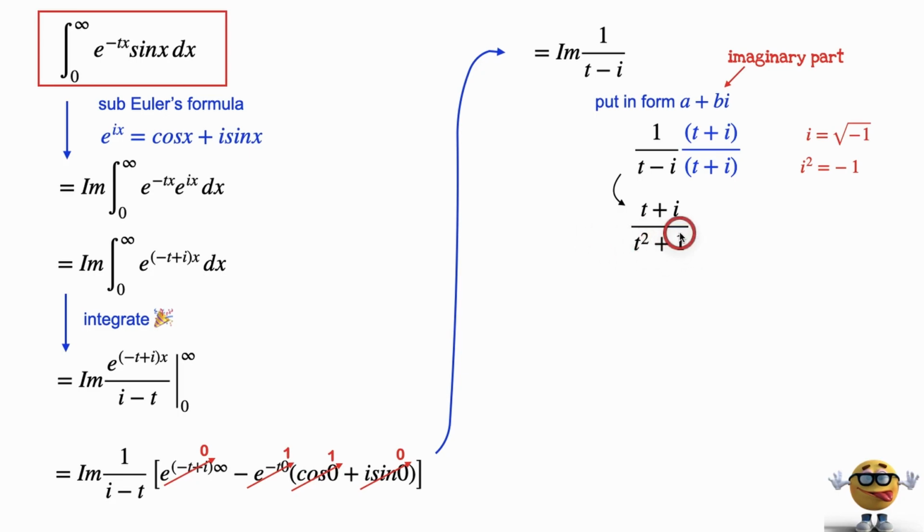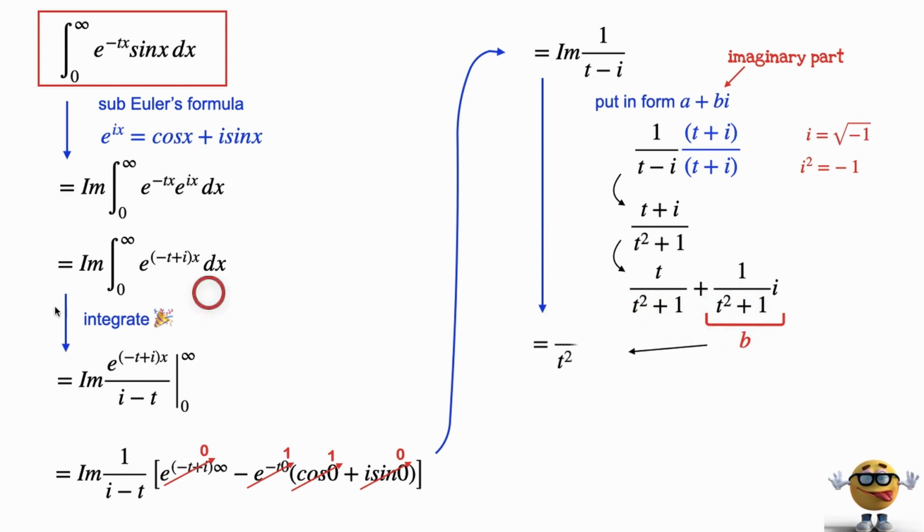And we can split this fraction into two fractions with the common denominator. And here, my friends, we have the two parts. This is the real part that we don't care about, and this is the imaginary portion b, which is the answer to our integral, which is what we want.